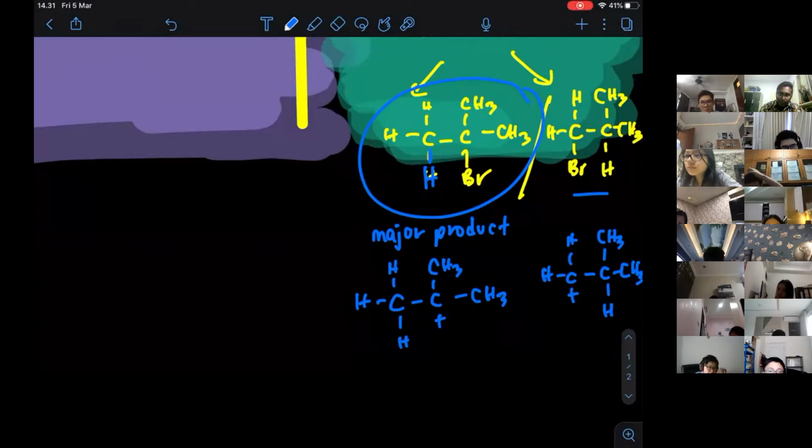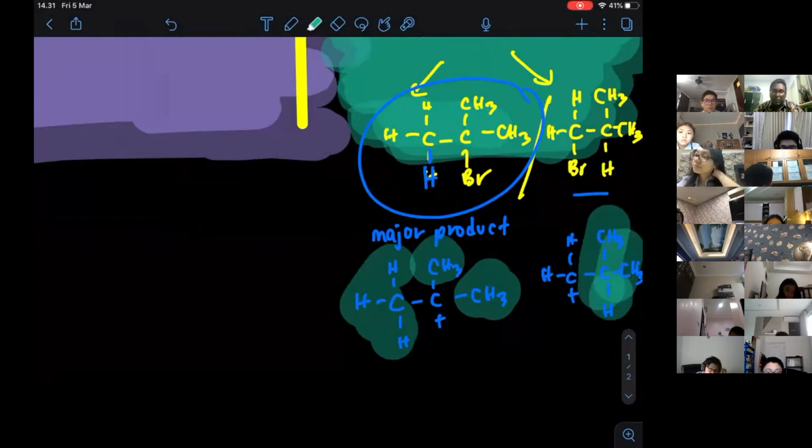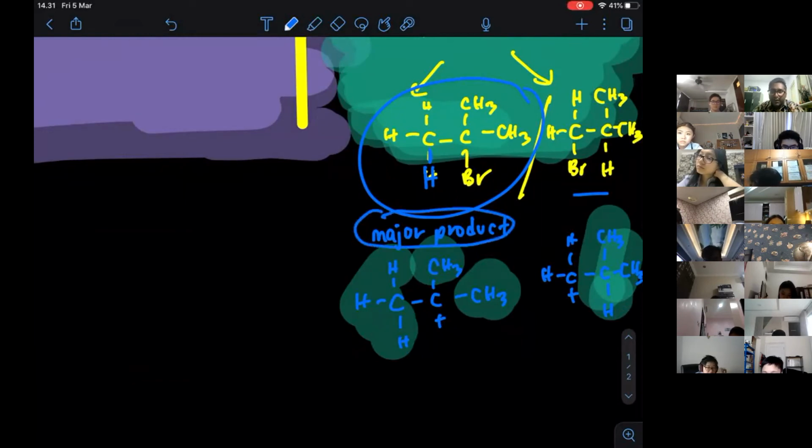So if you look at the type of carbocation, you can see this is going to be a tertiary carbocation. And if you look over here, this is only a primary carbocation. So tertiary carbocation is more stable than primary carbocation. Therefore, it can confirm that this is going to be the major product. So this one you need to be careful also. Yeah, that's it for today.